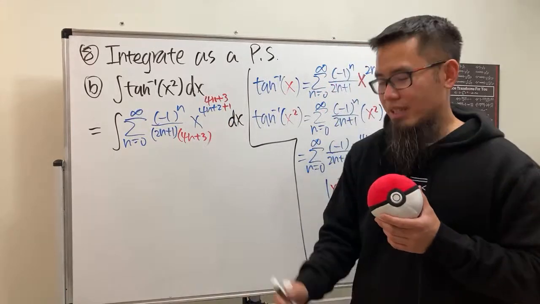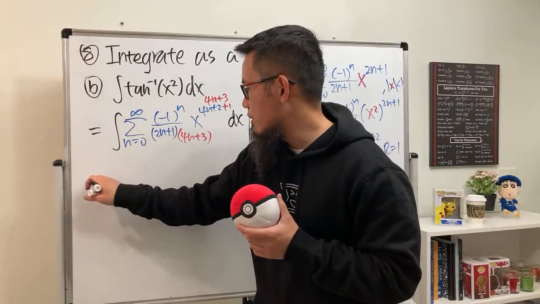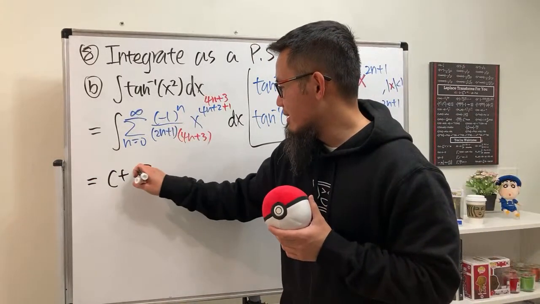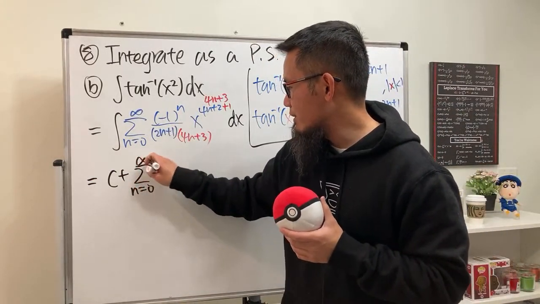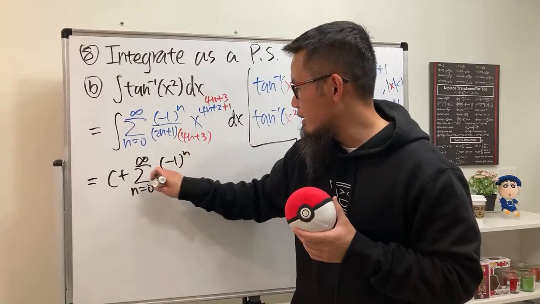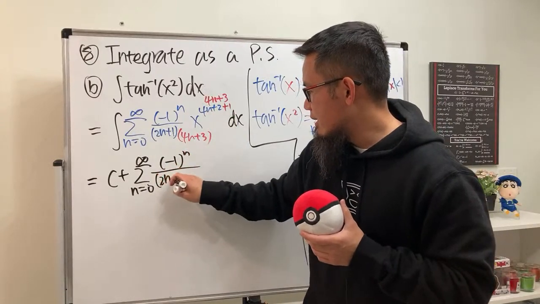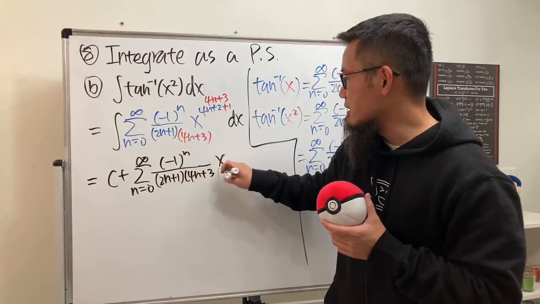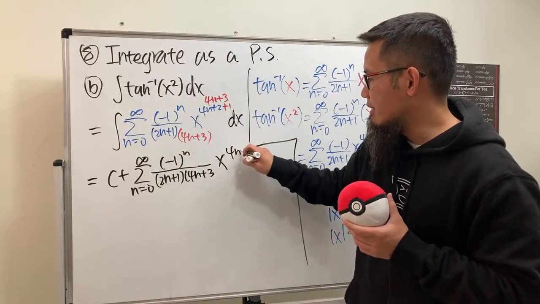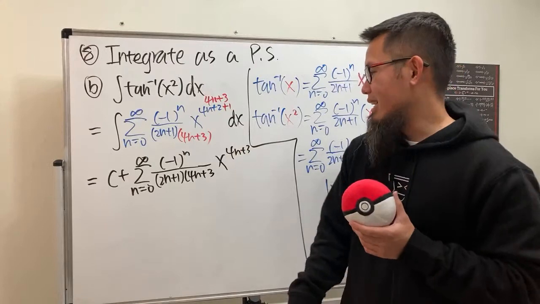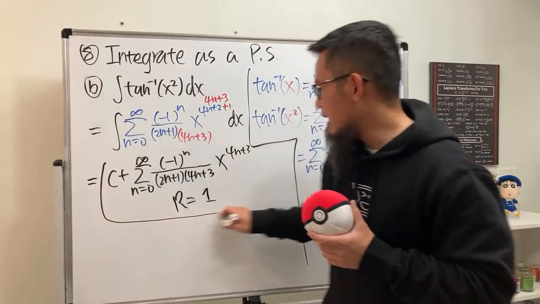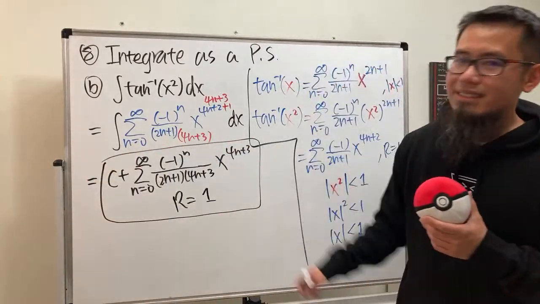Good, we're done, right? So let's just go ahead and write down the answer, C plus this time. And then we have the series as n goes from 0 to infinity, -1 to the n over this. Seriously, this right here, it's not hard, it's just a lot to write down. And then, yeah, let's write down R is equal to 1. So with all that, we are done.